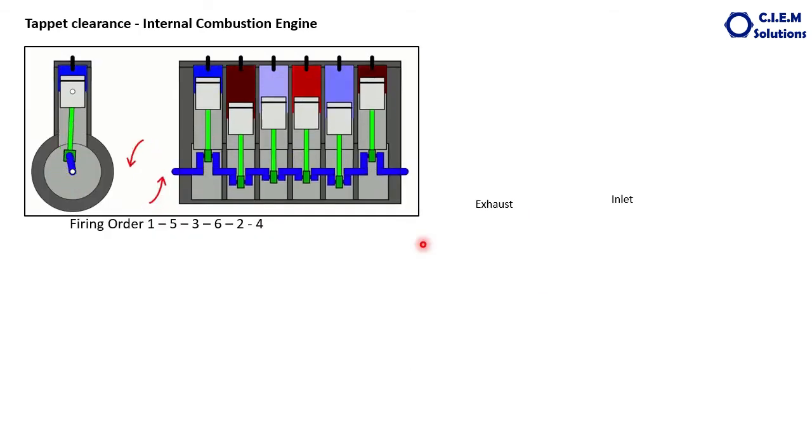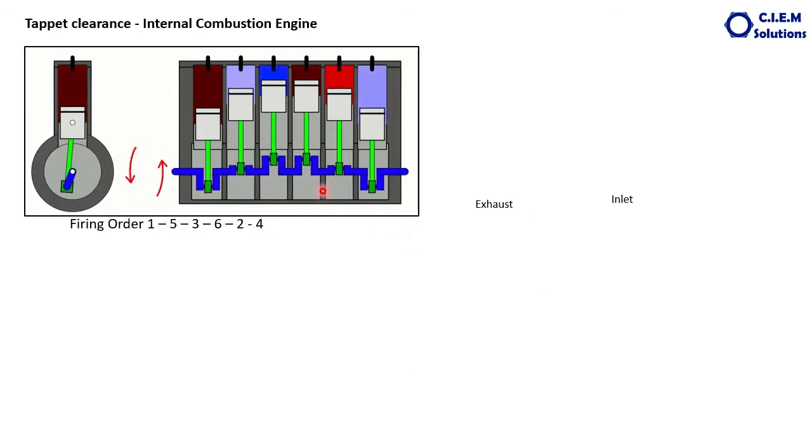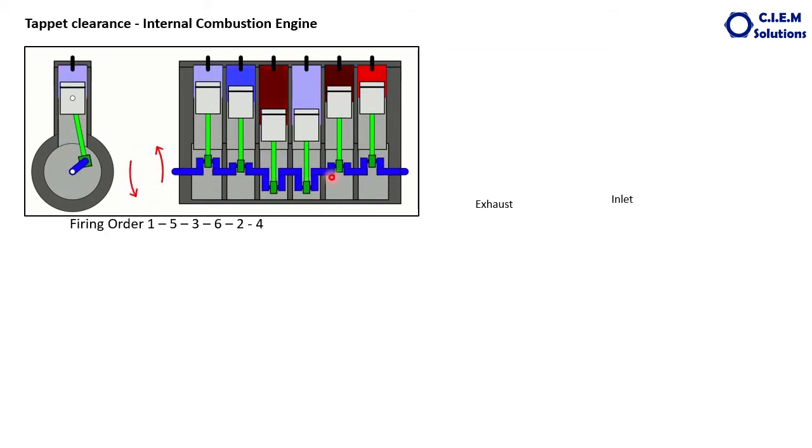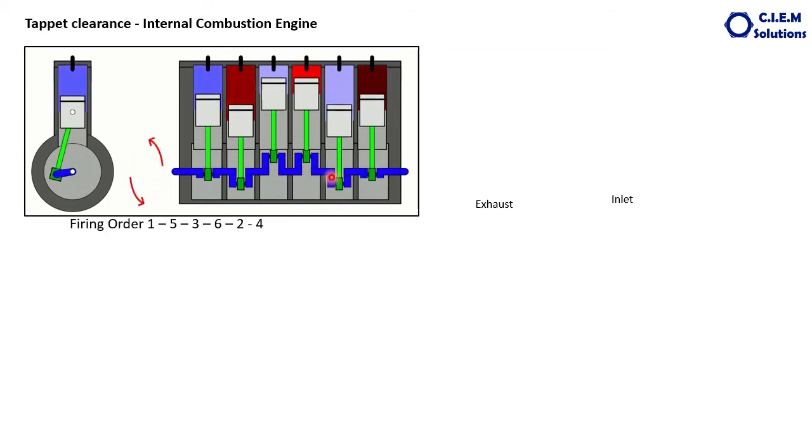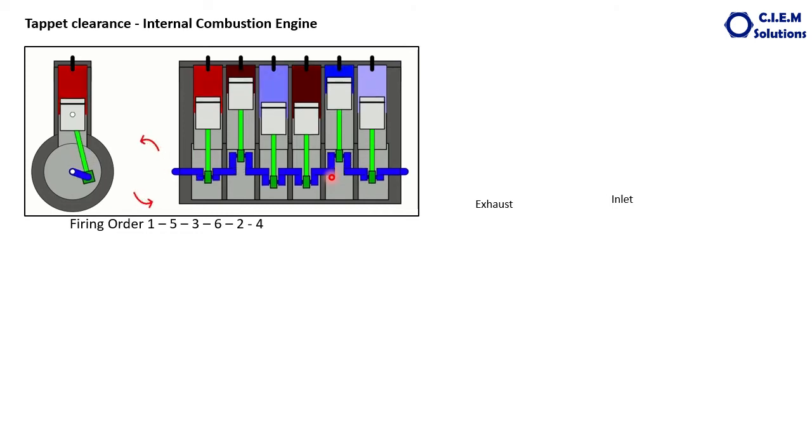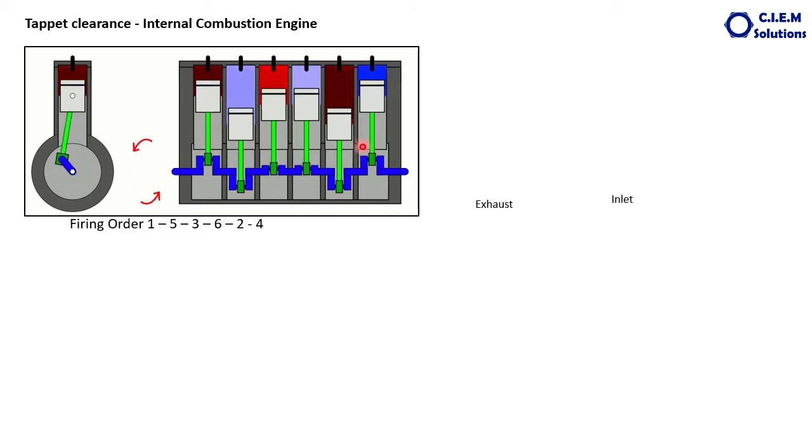Now in this slide we will see what is the process involved in the tappet setting. This is the 6-cylinder inline engine.